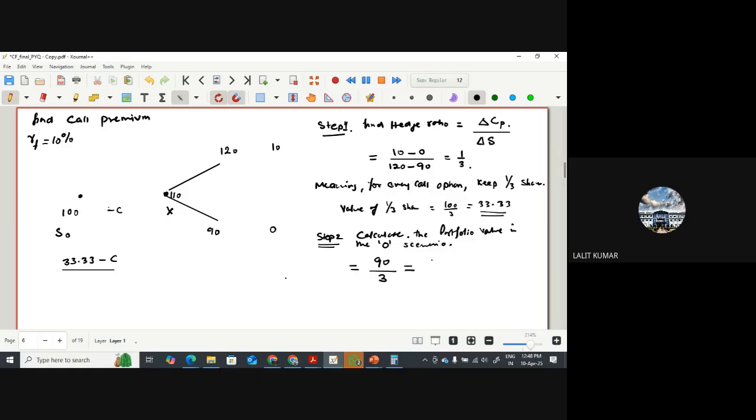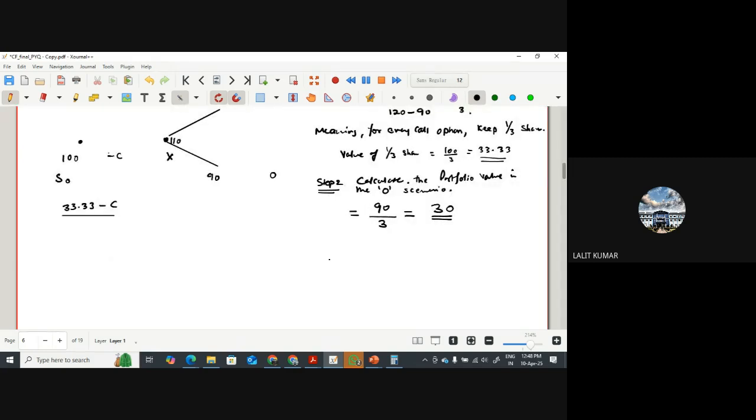So you are remaining with how much value? 30 rupees. You convert this to present value, which will become 30 by 1.1. Now, for risk-free, your values should remain same in all the states. Therefore, 33.33 minus C is equal to 30 divided by 1.1. Is that okay? Yes. So from here you will get the value of C.